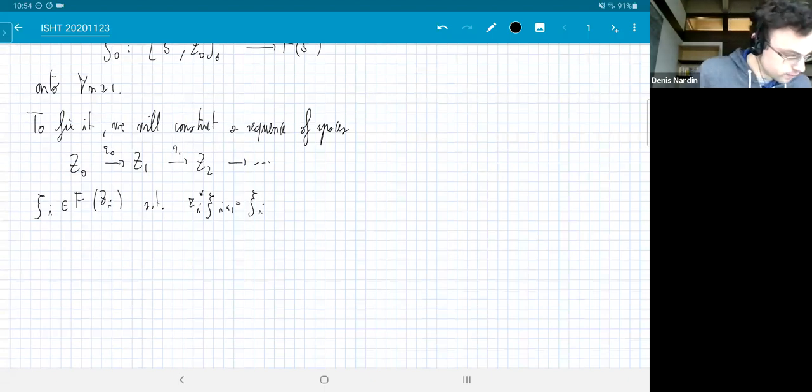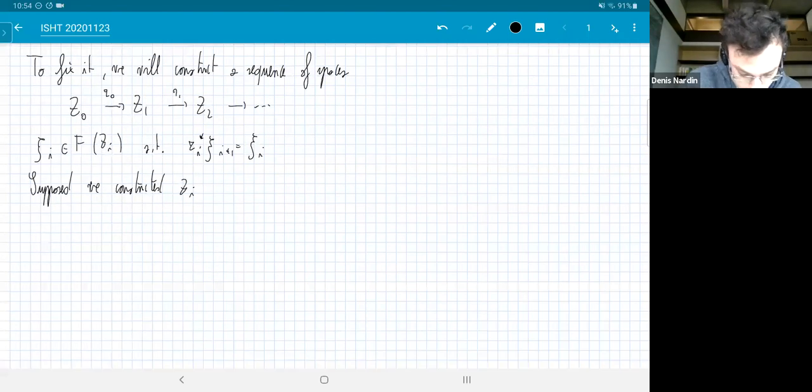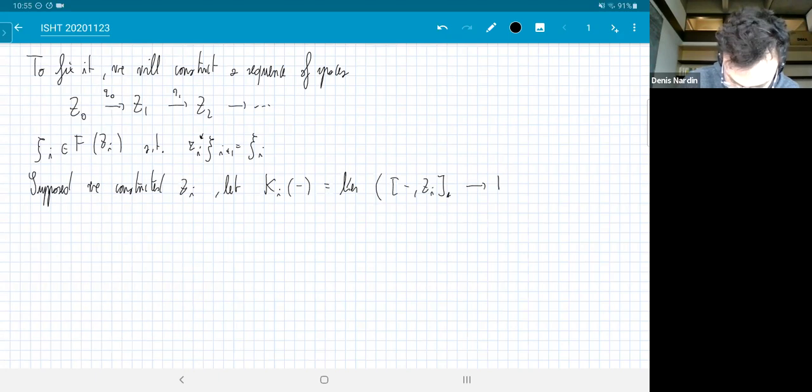So, how does this work? Well, let us first kill all the classes that ought to be killed. So suppose we constructed Zi, let Ki be the kernel of this map. Sorry. And we'd like these to die.